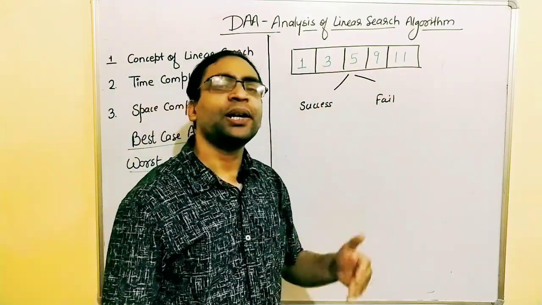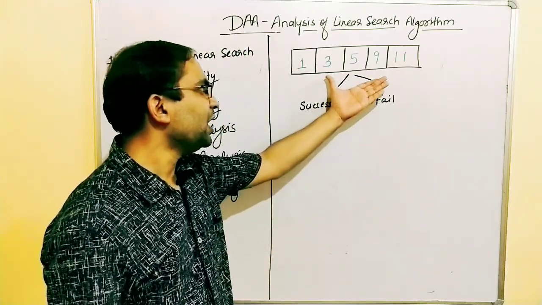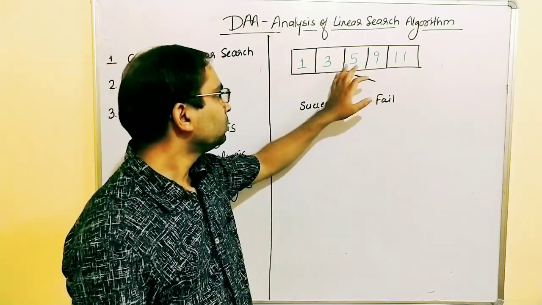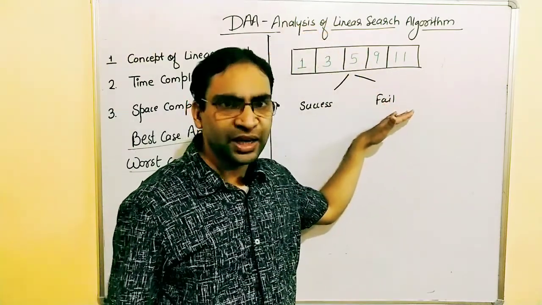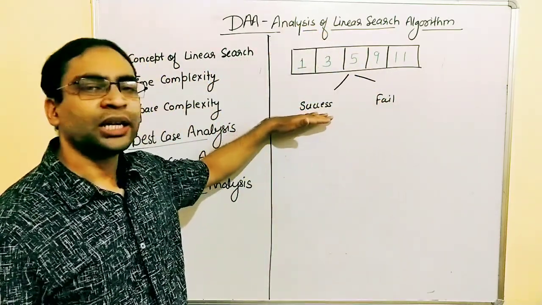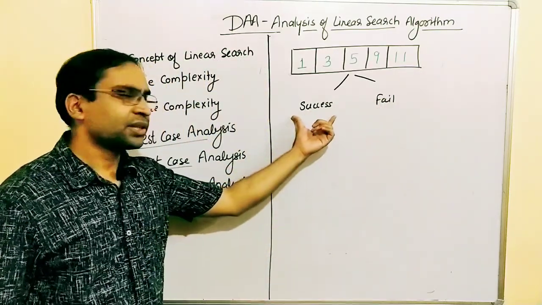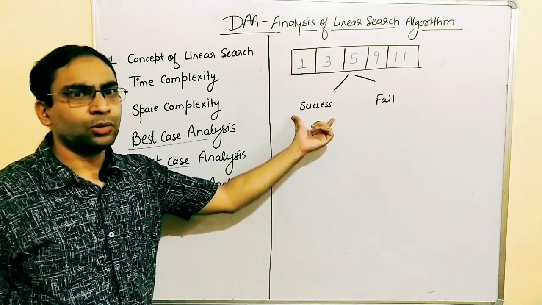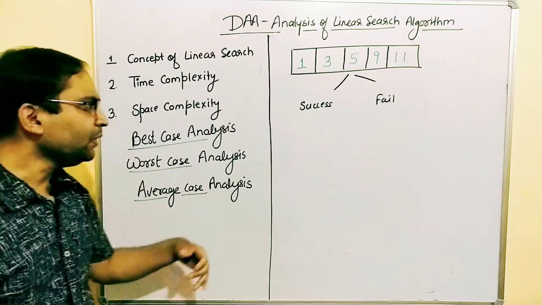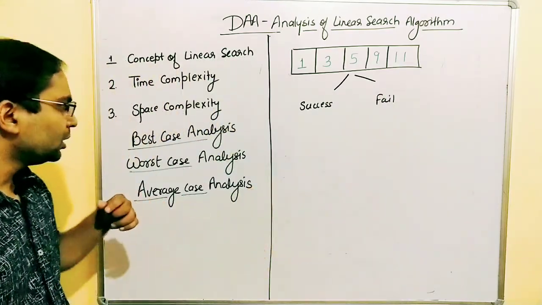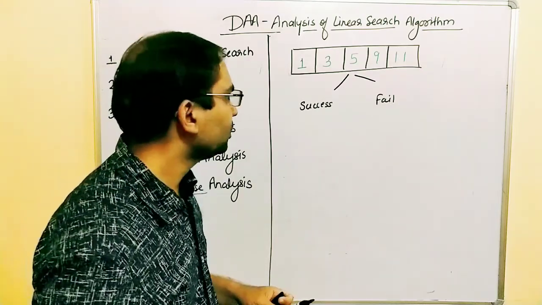And let's say we are trying to find some element which is not present in this array, for example the element 12. As you can see, no element is equal to 12. That leads to the failure case. So there are two cases: case 1 is success and case 2 is failure. If we have a success, then we can analyze this algorithm on three bases: best case, worst case and average case. And if we have a failure, then obviously this will lead to the worst case.